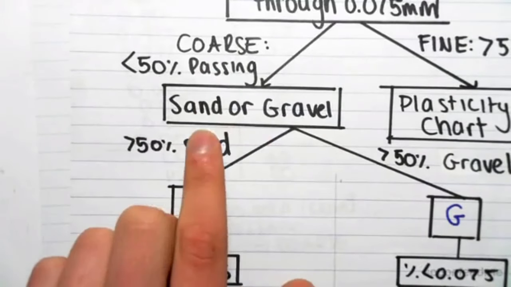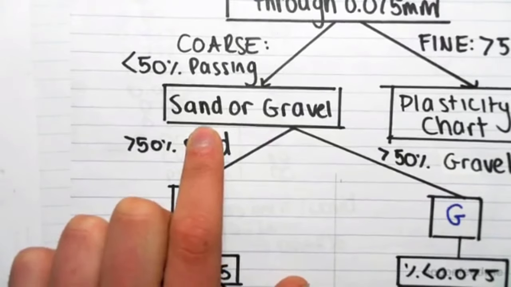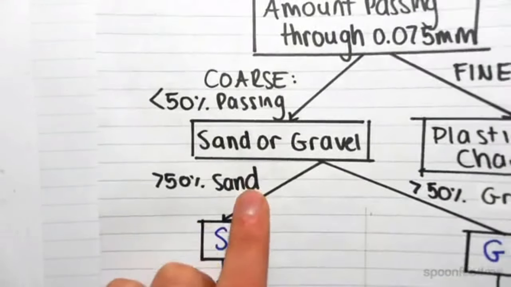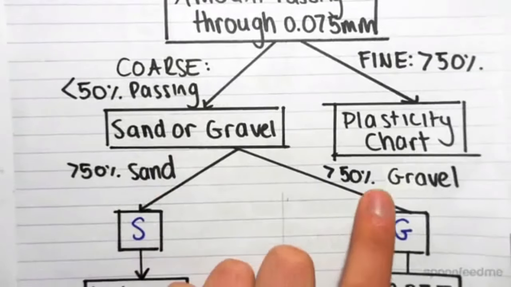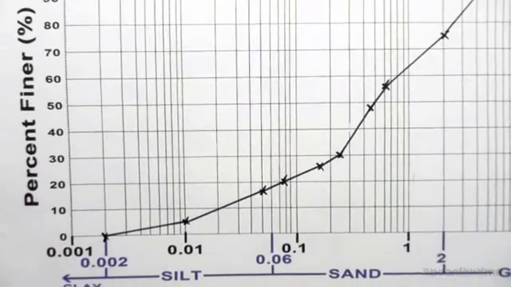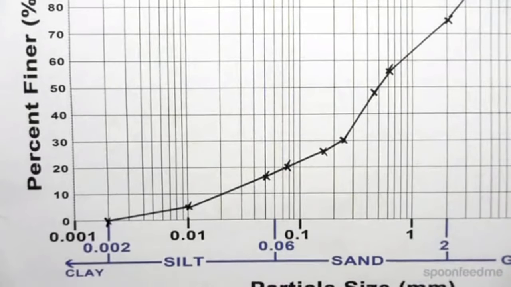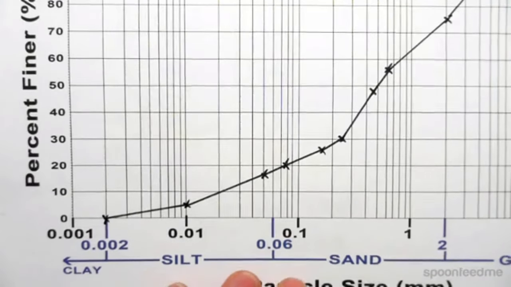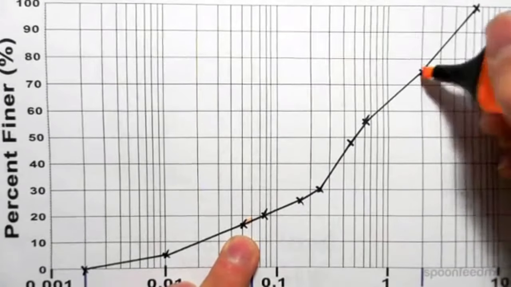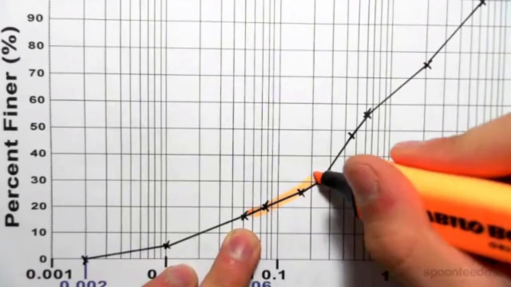We then need to work out whether the majority of what has been retained, so the majority of that 80%, is sand or is gravel. So we come to our grading curve and we highlight the sand spectrum and the gravel spectrum. So I'll do the sand in orange. So the sand ranges from 0.06, which is there, to 2, which is up there. So I highlight all that region.